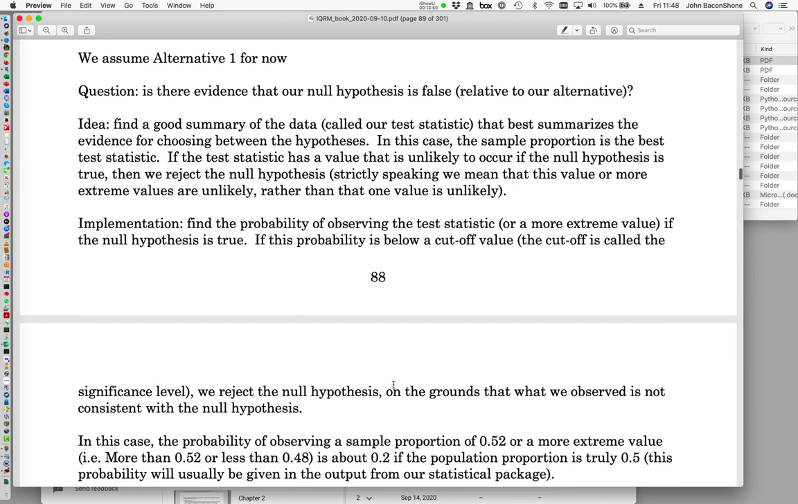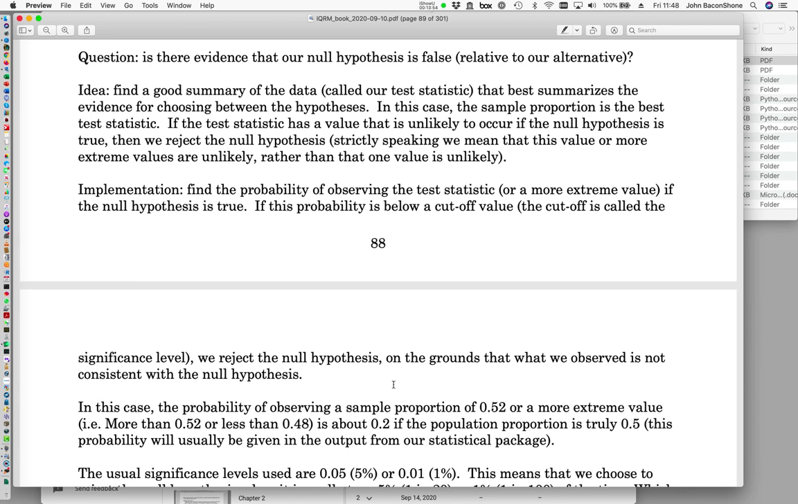So what about this situation here? Well, it turns out that the probability of observing a sample proportion of 52% or a more extreme value, if the population proportion is really a half, is about 20%. So that means the probability of getting 52% or more, or equivalently in the opposite direction, 48% or less. If we drew a large number of samples with a population proportion of 50%, about 10% we would get 52% or more, and about 10% we would get 48% or less. So put those two together, there would be a chance of about 20% of getting a result like this.